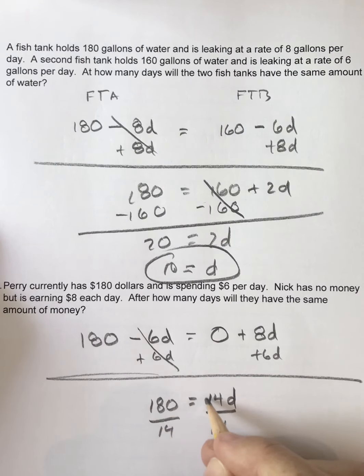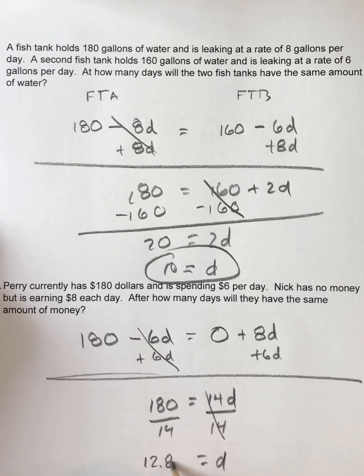Divide both by 14. I get D equals 180 divided by 14. That looks to me like it doesn't come out evenly, which makes my question difficult to answer. But let's call it approximately. Alexa, what's 180 divided by 14? 180 divided by 14 is 12.8571. 12.85 days, so we're going to call it about 13 days. Thanks.